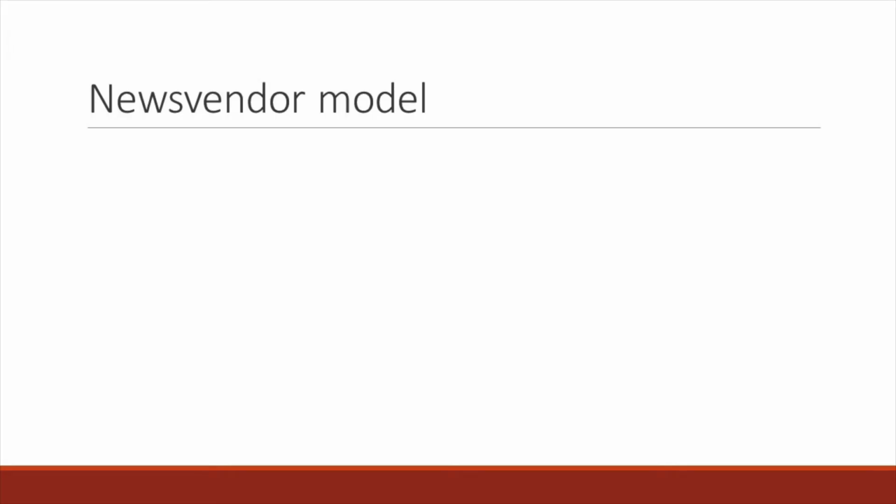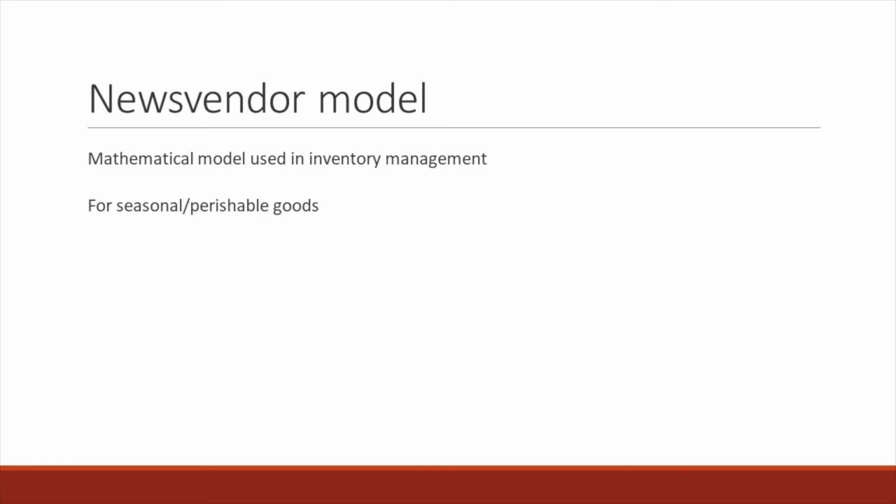The newsvendor model is a mathematical model used in inventory management. It's perfect for when goods are seasonal or perishable, which means that they can only be sold during a certain season or period and thereafter cannot be sold anymore. It's a single period problem, which means that a new ordering decision can be made in every period, but ordering can only be done once per period, namely at the beginning, when the demand is still uncertain.